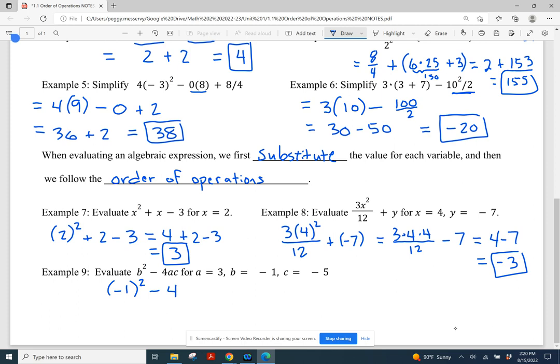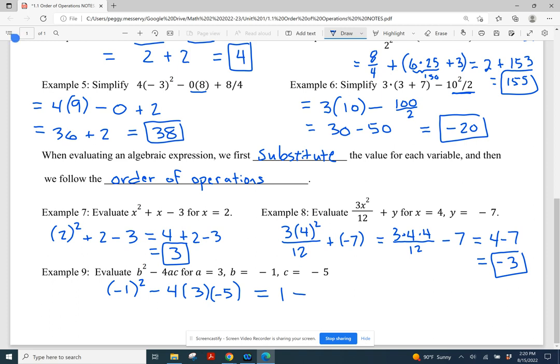Subtract 4 times a times c. Notice how I'm using the parentheses to indicate the multiplication. Parentheses have lots of roles in mathematics. Okay, so let's now simplify following order of operations. So I'm going to do the squaring first. -1 times -1 is +1. Negative times negative is positive, and 1 times 1 is 1.